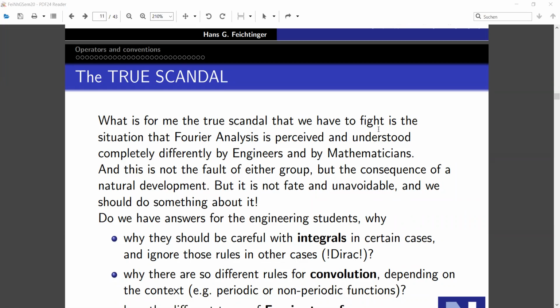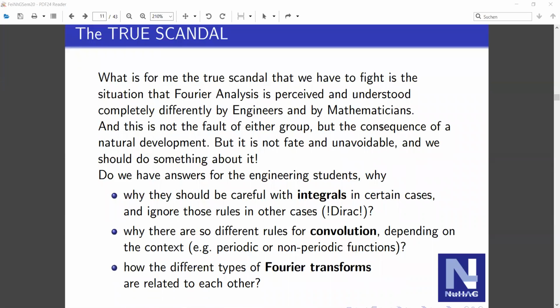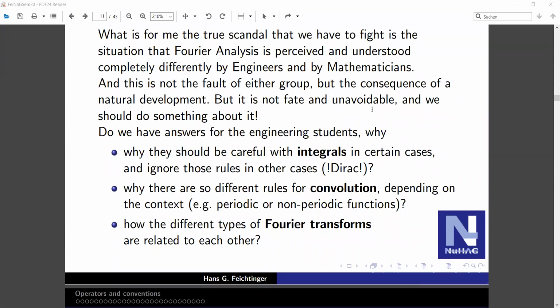Engineers understand that they have to use mathematical concepts, but the terminology already is quite far apart, and many things that are okay for a physicist or engineer are not okay for a mathematician, and vice versa. So what I would say is the scandal of our time in this field is that we are kind of focusing on completely different things. Mathematicians care for the existence of integrals.